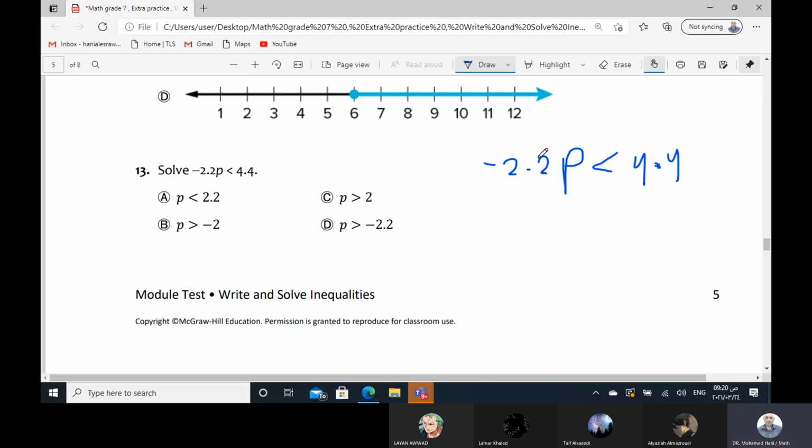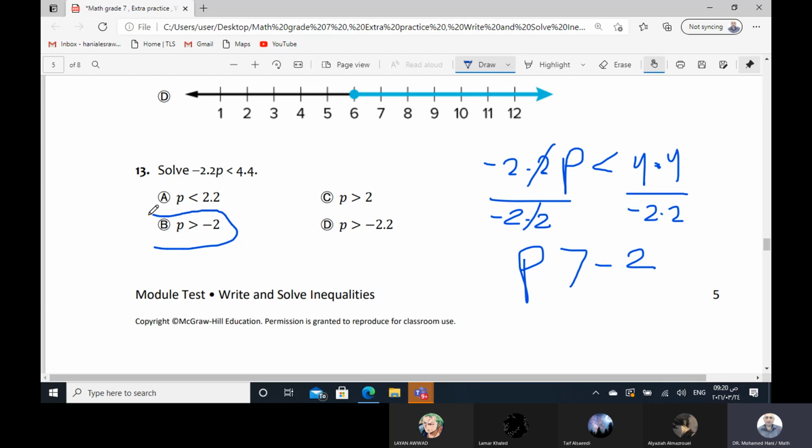Okay, determine the coefficient. Divide the two sides by the same coefficient. The coefficient here is minus 2.2. Minus 2.2 divided by minus 2.2 means 1b, which means b. Then change the direction of the sign because we divide by a negative number. Positive divided by negative will be negative. Now 4.4 divided by 2.2 will be 2. So the answer is b greater than minus 2.